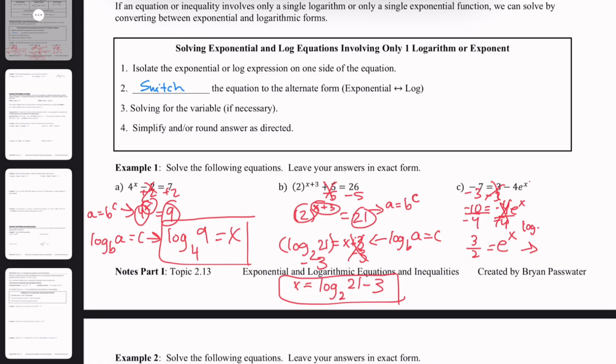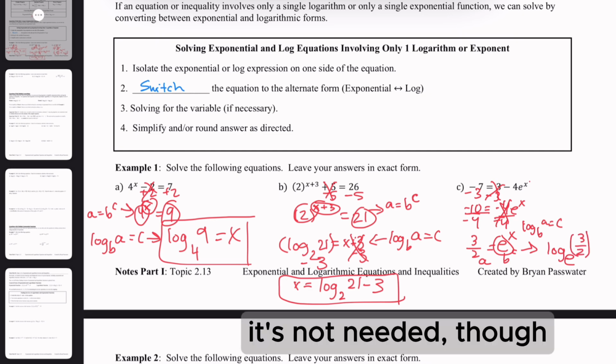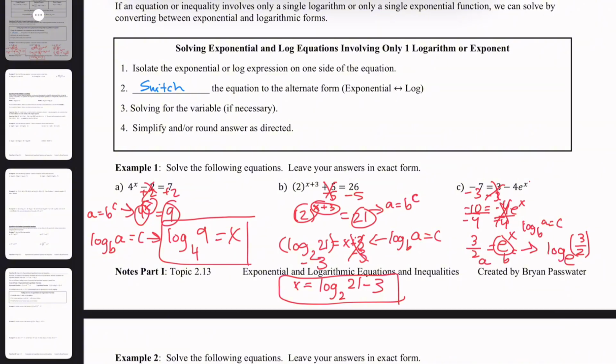So I'm going to write log b, a is equal to c. So log b, this is a, b, c, b is e, log base e, now it's a, 3 over 2, and if you want, you can write parentheses there, it might make it easier for you. And then it's equal to c, which is x. That's what we were solving for, and that's our answer.